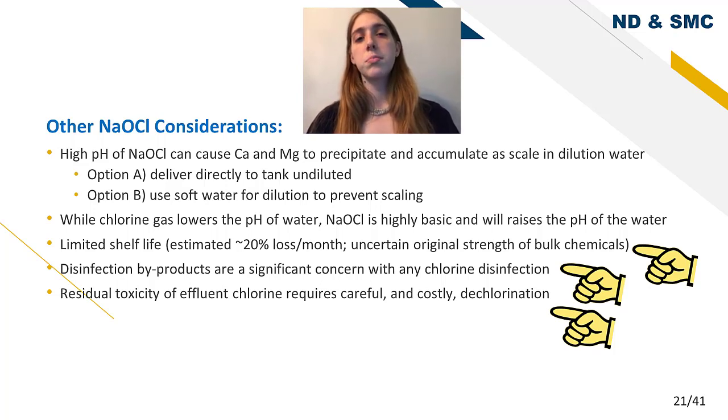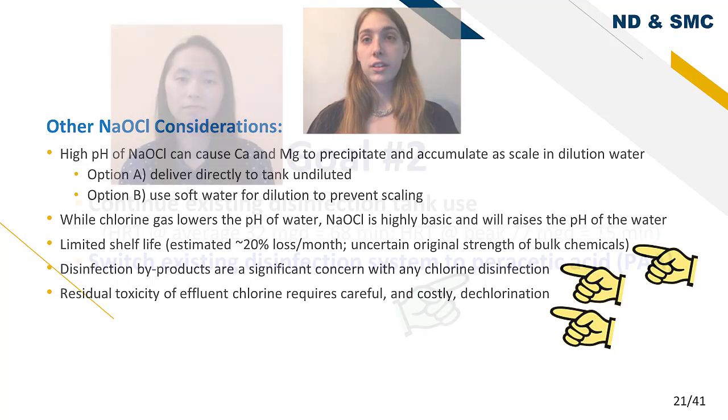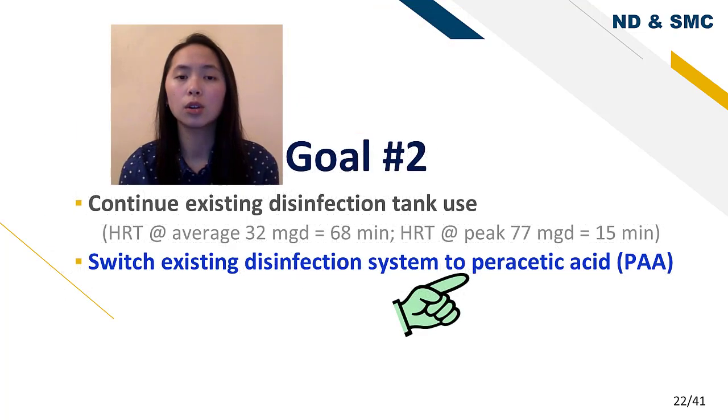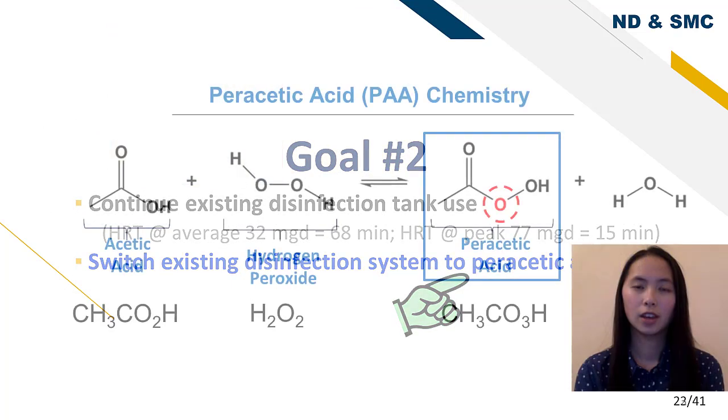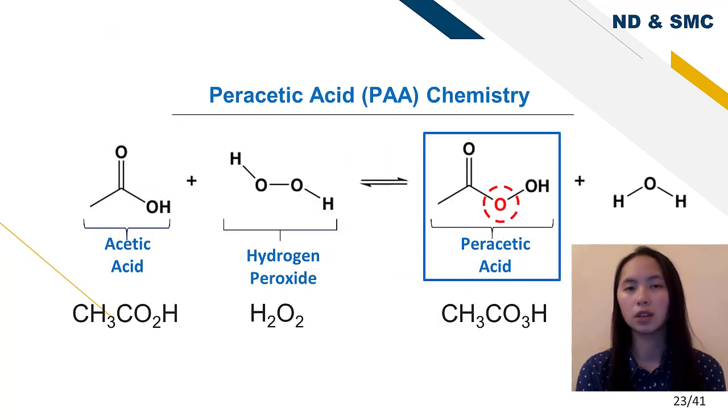Finally, the disinfection byproducts as a result of chlorine reacting with organic matter are similar when sodium hypochlorite is used to the existing ones created from chlorine gas disinfection. Our second goal involves an up-and-coming chemical alternative, peracetic acid, with the existing disinfection tank. Peracetic acid is a peroxide of acetic acid that serves as a strong oxidizing agent.